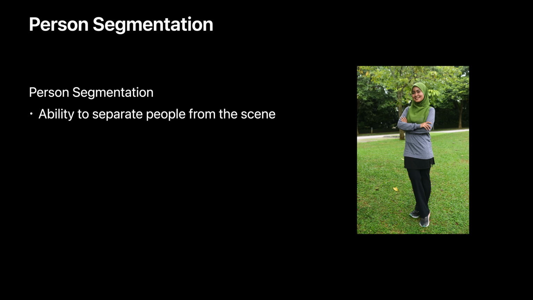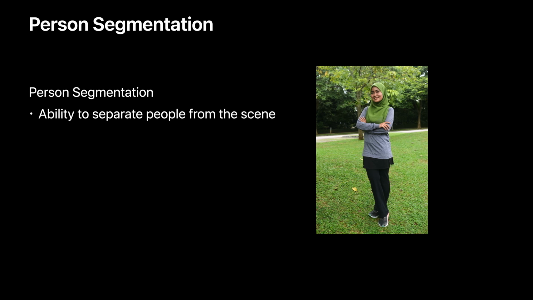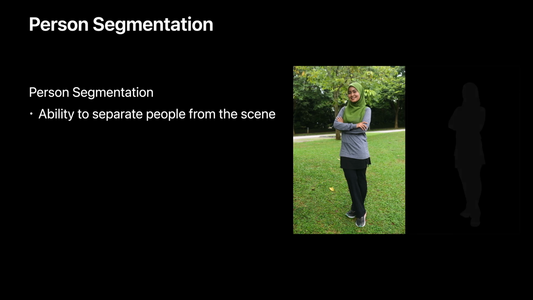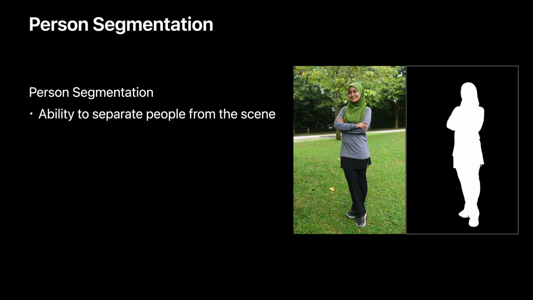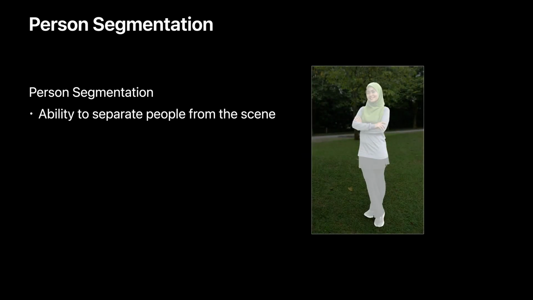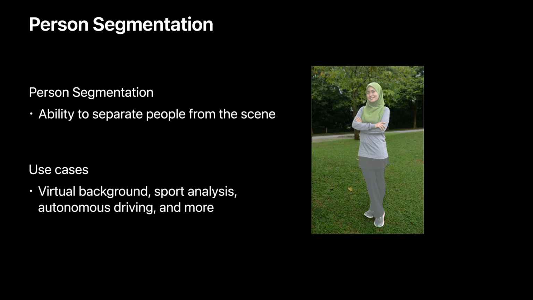What is person segmentation? In very simple terms, it's the ability to separate people from the scene. There are numerous applications of the person segmentation technology nowadays. You're all familiar, for example, with virtual background feature on video conferencing apps. It's also used in live sport analysis, autonomous driving, and many more places. Person segmentation also powers our famous portrait mode.